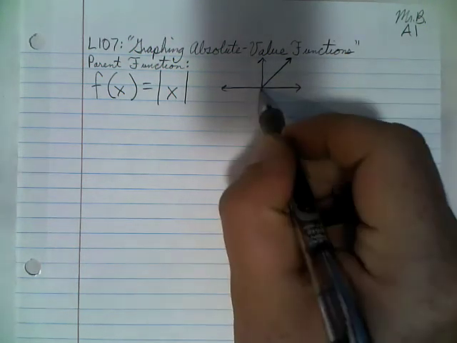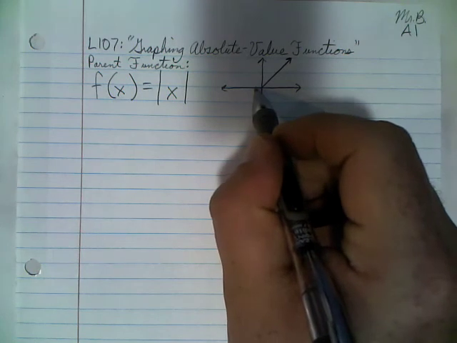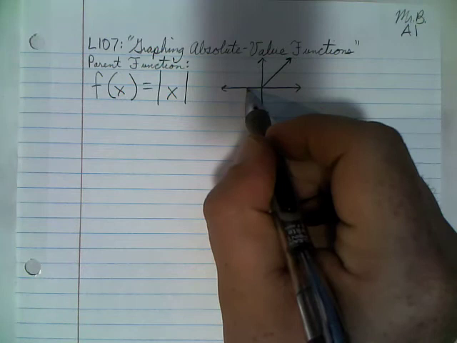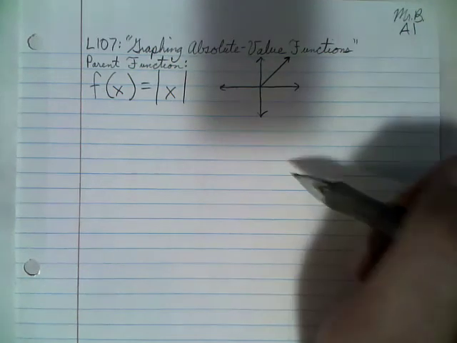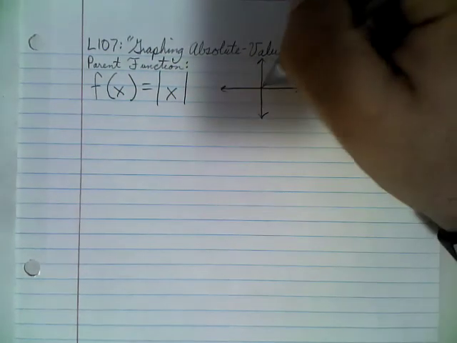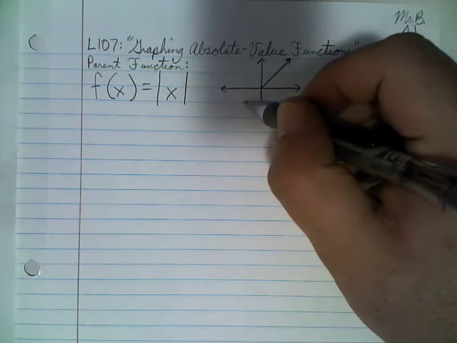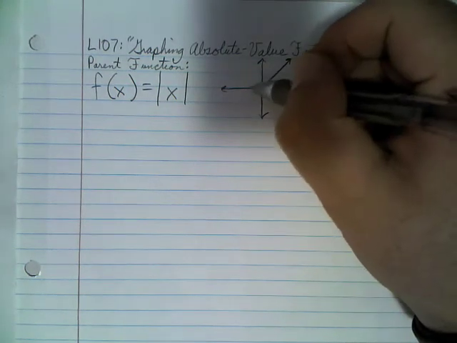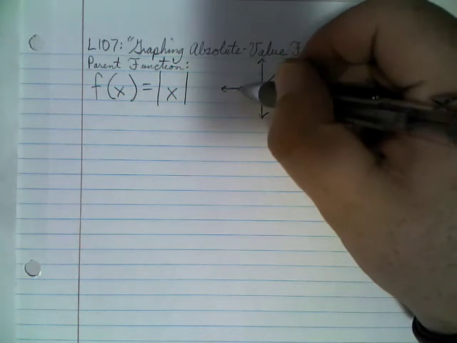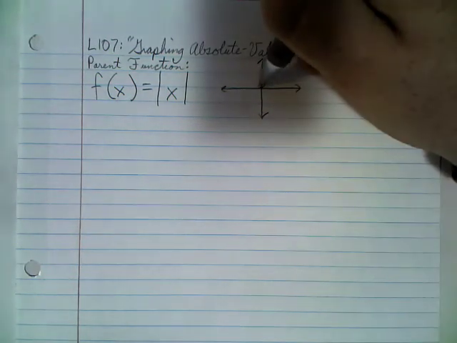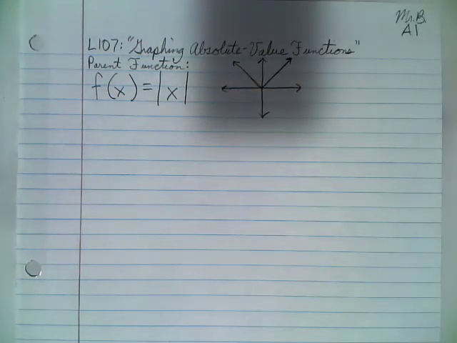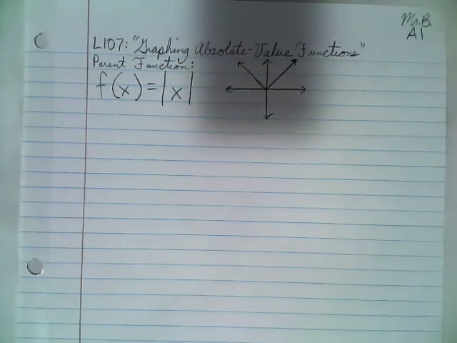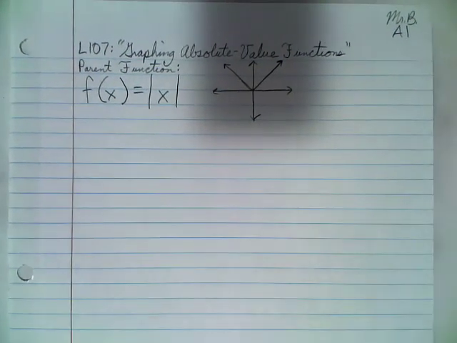Now on the other side, though, negative 1's distance from 0 is positive 1. Negative 2's distance from 0 is positive 2. Negative 3's distance from 0 is positive 3, and so on and so on and so on. So what's going to happen here, though, is instead of having negative 1 comma negative 1, negative 2 comma negative 2, you're going to have negative 1 comma 1, negative 2 comma 2, negative 3 comma 3. And so you're going to get another 45-degree angle going out that way. And so what we see here is that absolute value functions, their graphs form a V.